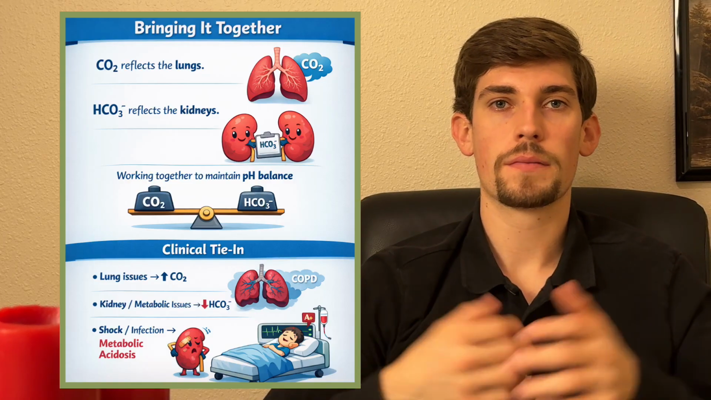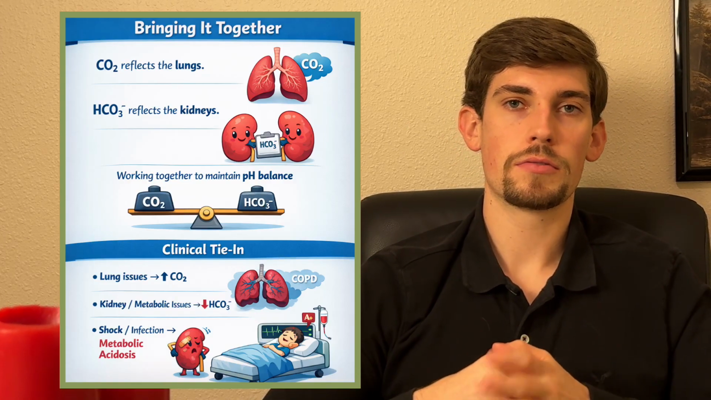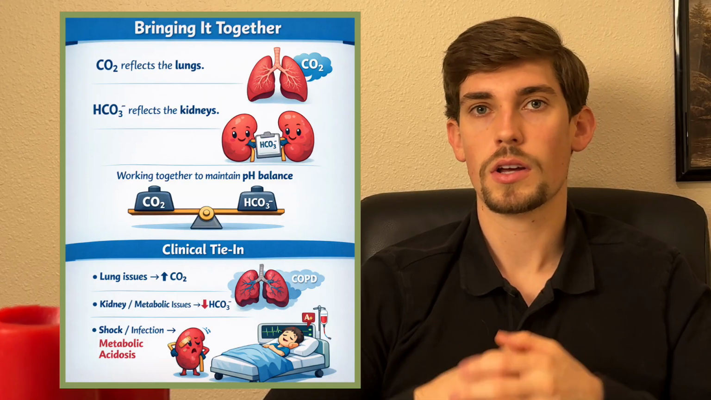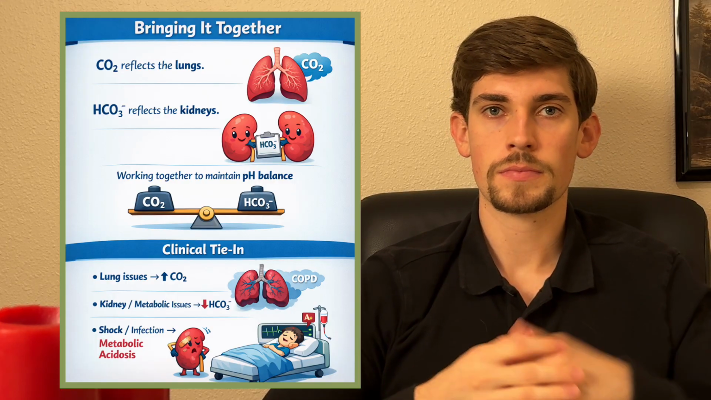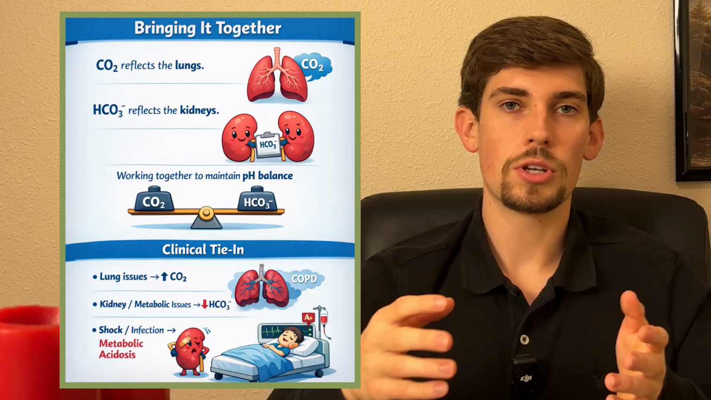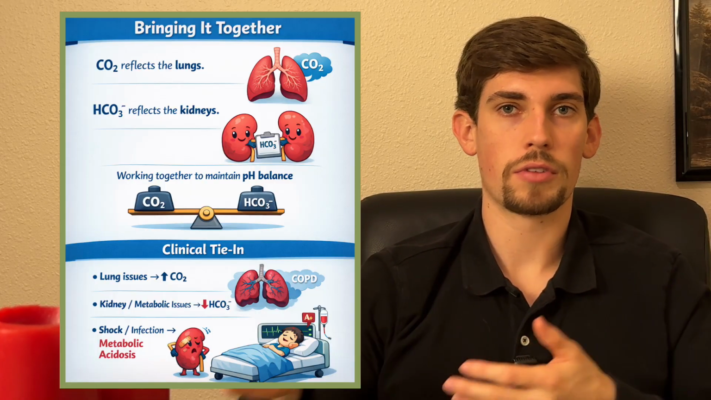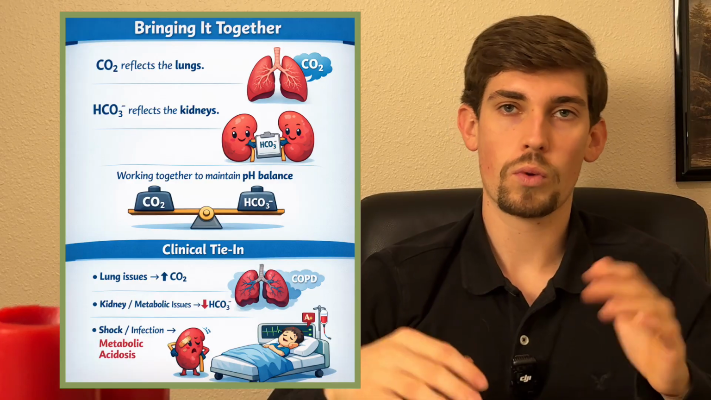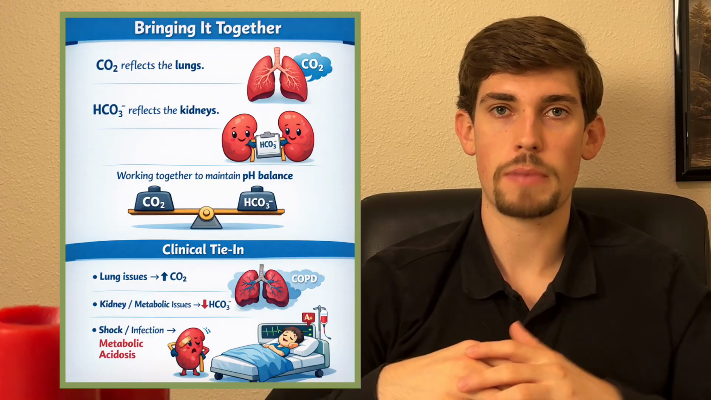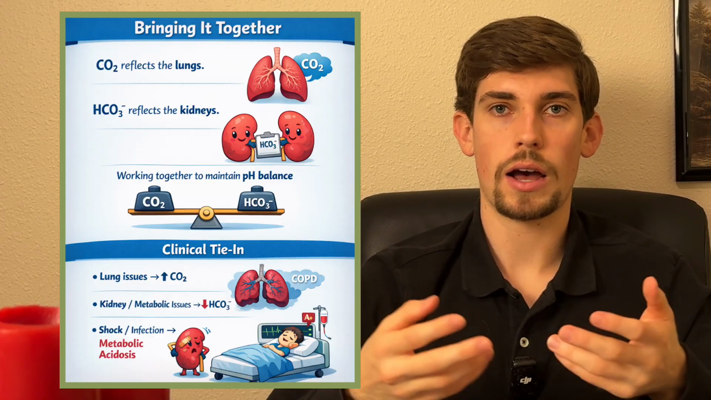So to bring it all together, when you're thinking about this, focus on the patterns and the cause, not just the numbers. At a basic level, CO2 reflects the lungs, HCO₃ reflects the kidneys, and both work together to maintain the pH balance. Here's a clinical tie-in.